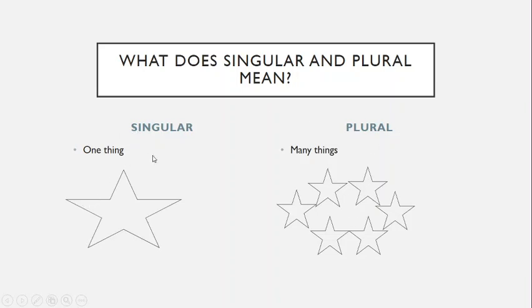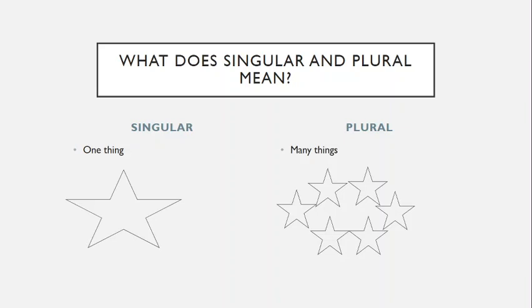Just for example, look at this picture. There is only one star. Okay, it's one thing, so it is a singular. And in this part there are many stars. Okay, there was one star, there are many stars. Okay, more than one star. So there are many stars, so these are called plurals. Now you know the difference between singular and plurals.